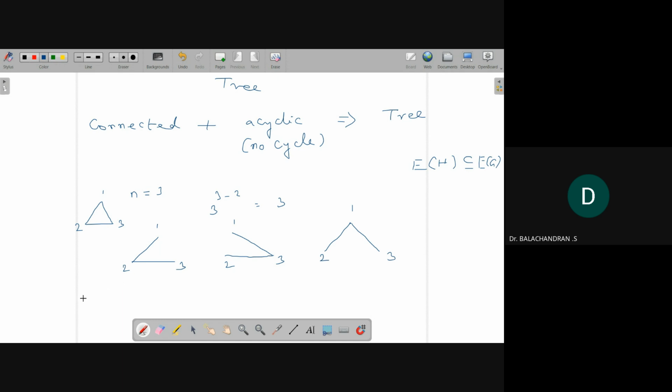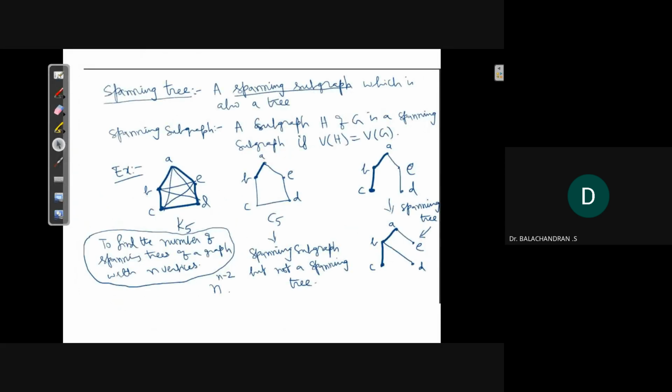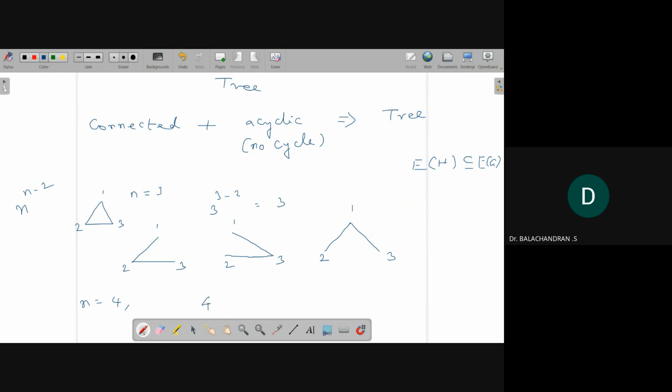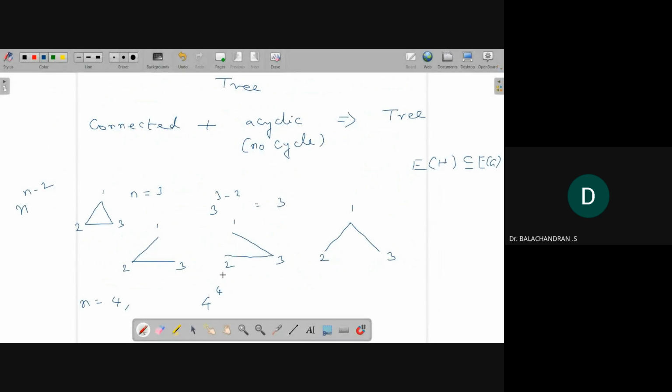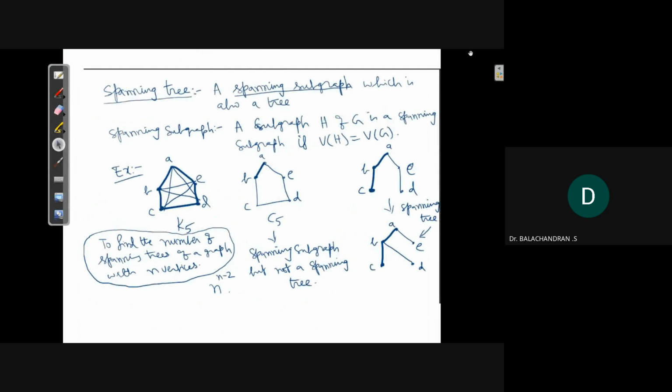Similarly, you can take n equal to 4. I will tell you just the numbers. n power n minus 2 means 4 power 4 minus 2, which is 4 squared. 4 squared is equal to 16 spanning trees you can draw. So you should know this: the total number of spanning trees. Now I'll move to the next concept.